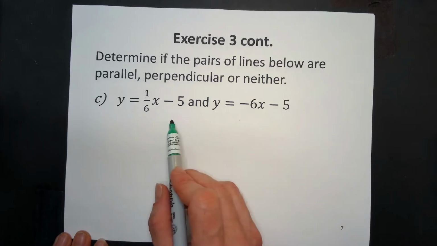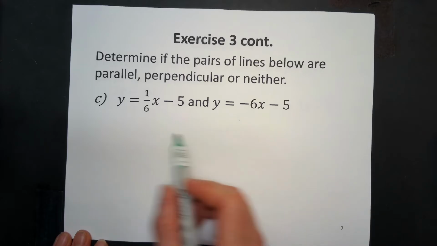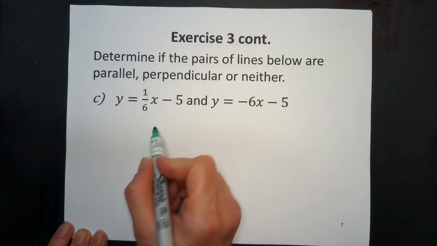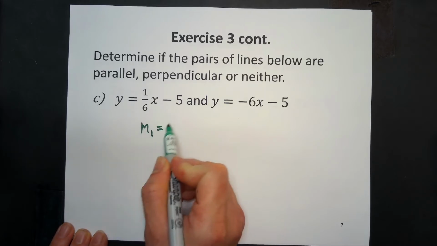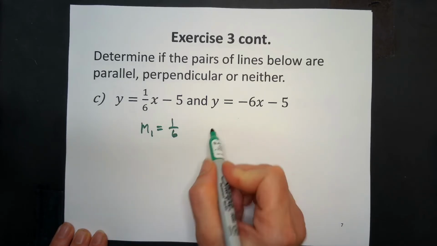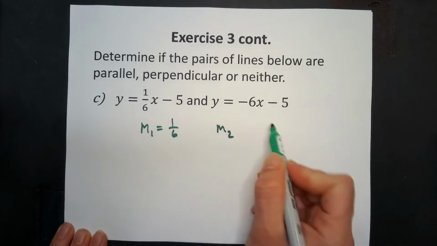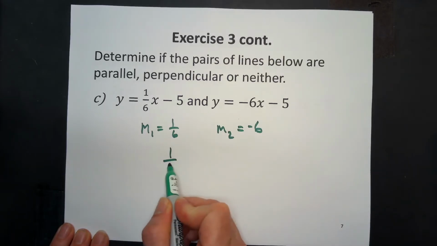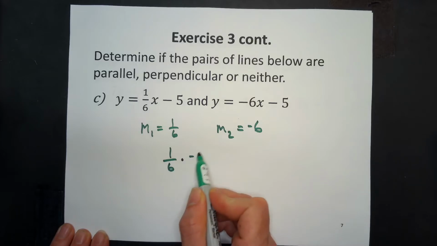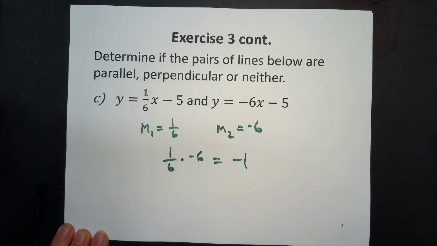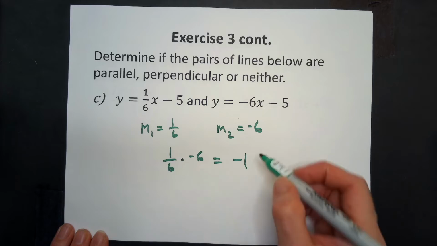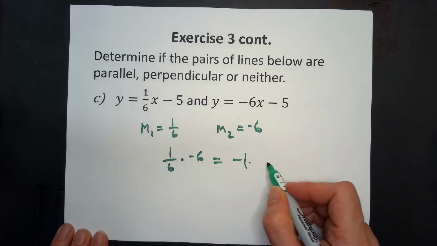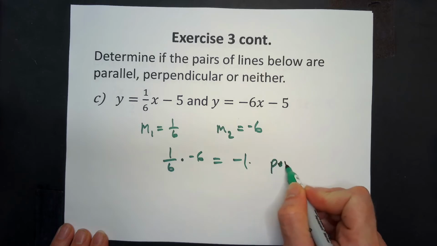So even though the y-intercepts are the same, that doesn't mean anything. We're just looking for the negative reciprocal of each slope. So m1 is 1/6, m2 is negative 6. If we want to check, we can always say 1/6 times negative 6, and that should give us negative 1 back out. So that means they are negative reciprocals of each other, so they have to be perpendicular.